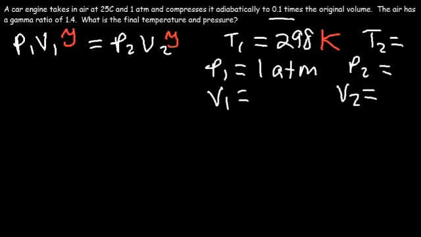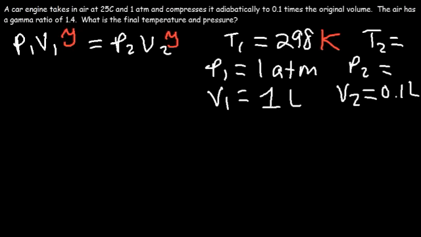It's 0.1. So let's say if V1 is 1 liter, that means V2 is going to be 0.1 times that, 0.1 liters. It really doesn't matter the actual values of V1 and V2. The relative values is what matters. If V1 was 10 liters, V2 would be 10 times 0.1, which is 1. So regardless if you use 1 and 0.1 or 10 and 1, the answer will still be the same.